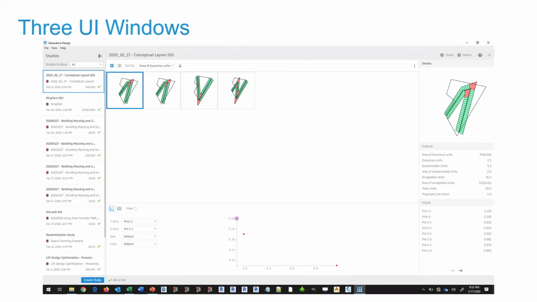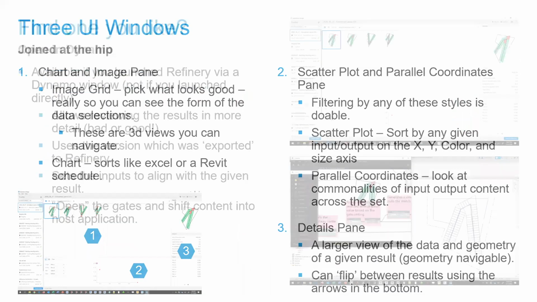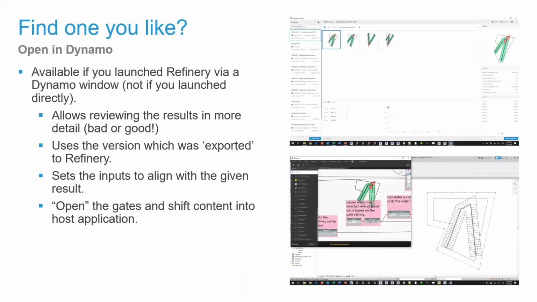Click on an individual study, either here or here, and your details pane will come up. From there, you can switch between views down here, and you can see all the information about the outputs, all the information about the inputs, and the larger 3D model as well. Again, navigable. All right, I already covered all that in talking over the other slide. So once you find one that you like, let's say we liked this guy, right?